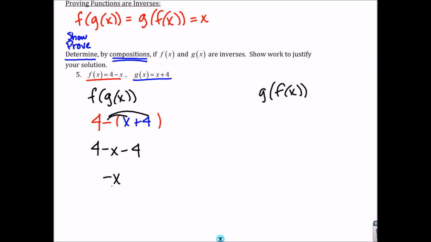We need both of these compositions to equal x. So since this one does not, it means that they are not inverses. But I'm going to go ahead and check g of f of x as well. So for g of f of x, I'm going to start with g of x and plug f of x in for x. So I have 4 minus x plus 4 gives me negative x plus 8. So these are definitely not inverses.